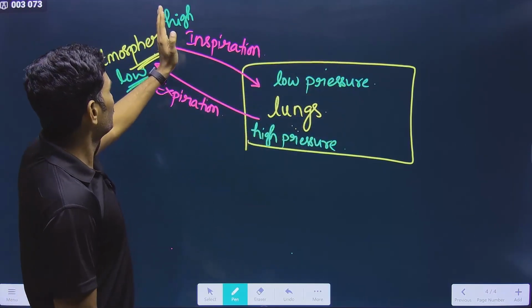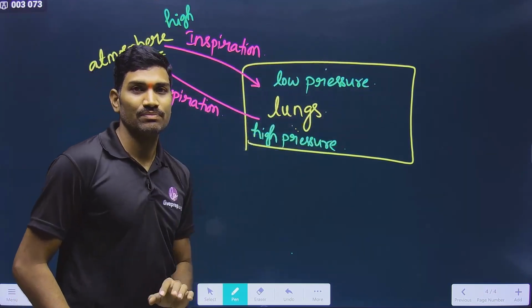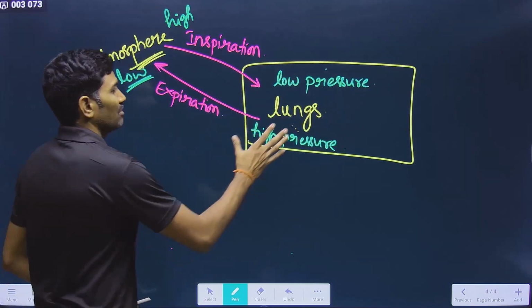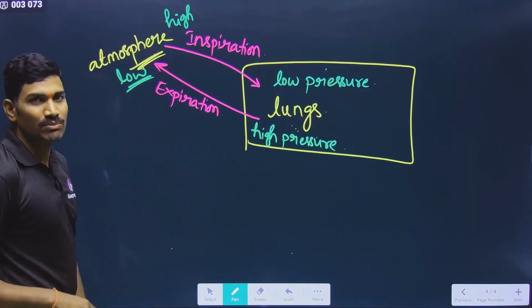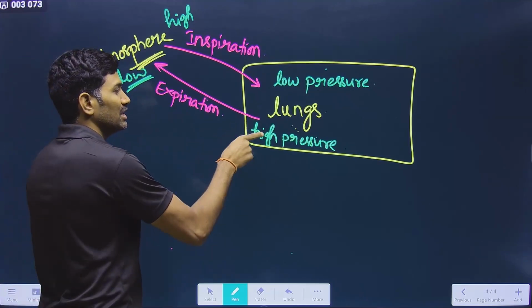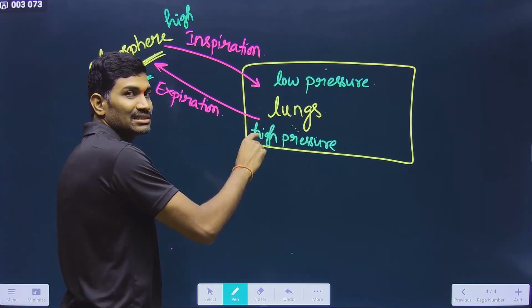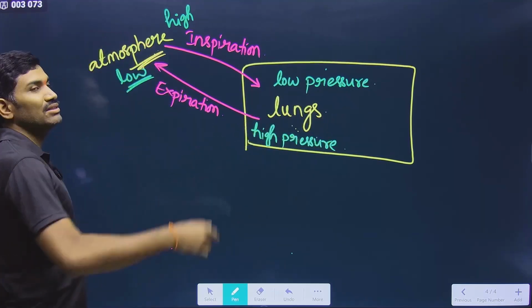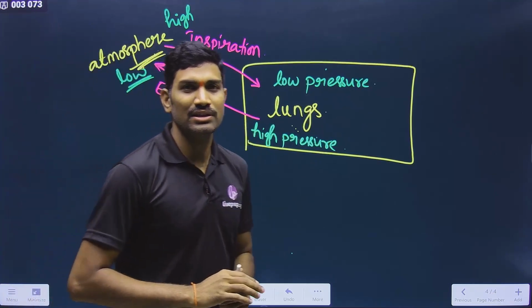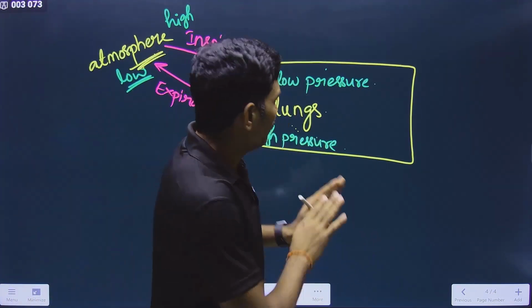That's why from the atmosphere air is coming into the lungs. During expiration, from the lungs it is going into the atmosphere. That means during expiration the pressure within the lungs is high when compared with the atmosphere. This is the point, and this is the original mechanism.